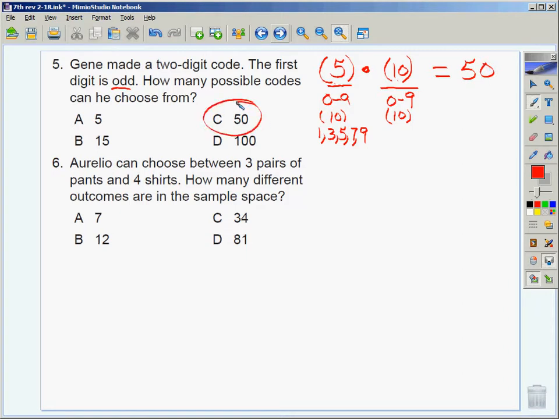Number 6, if you choose between 3 pairs of pants and 4 shirts. This is a combination problem again. So all you have to do is take the number possible in the first event, pants, 3 pairs, and the number possible in the second one, 4 shirts, and you multiply. 3 times 4 is 12. I could put together 12 different outfits with this combination.